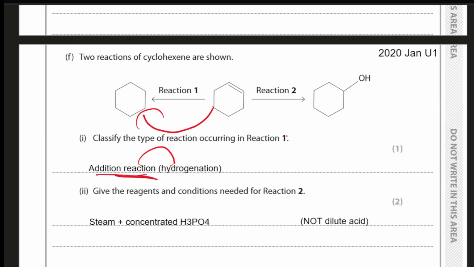And for reaction 2, we can see that an alcohol is being produced. A little while back we saw in a previous question that in order to produce an alcohol, we require concentrated phosphoric acid along with steam at a high temperature of 300 degrees Celsius. Remember, the phosphoric acid should not be dilute, it must be concentrated, so that the reaction can take place effectively.